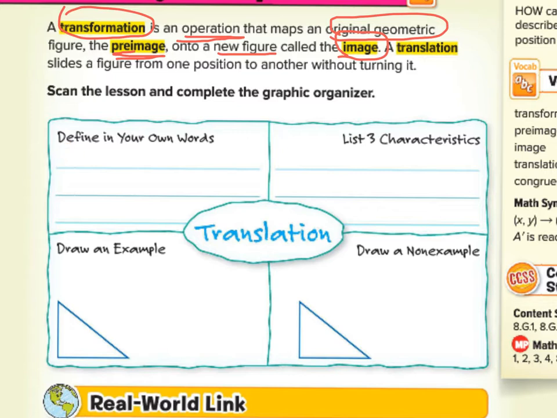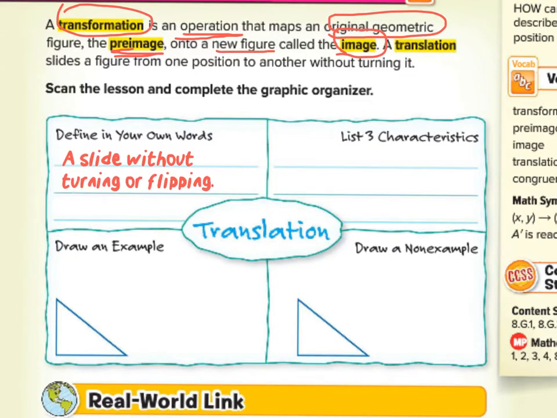So now that you see it here, that a translation slides a figure from one position to another without turning it, it means if you're looking at the coordinate plane and you see this image in one place, you can see the exact same image in the other place without turning it or changing the horizontal lines or vertical lines or the hypotenuse or anything. It would just be the exact same figure positioned exactly the same way but in a different spot. So simply said, it's a slide without turning or flipping, just as we see it up here.